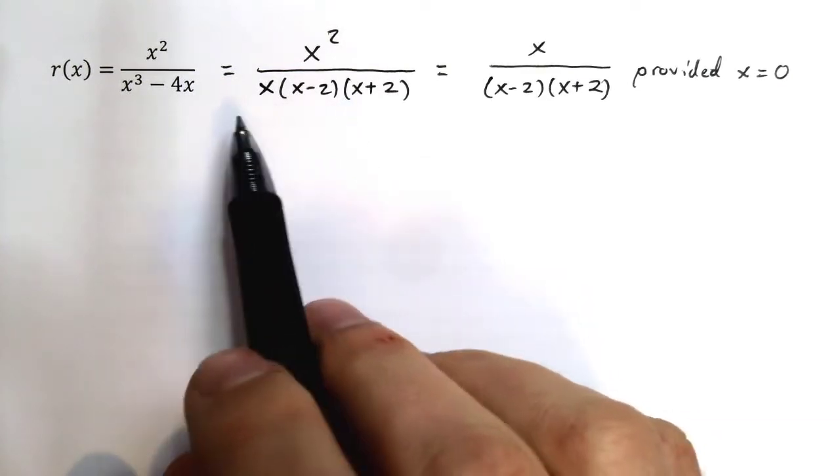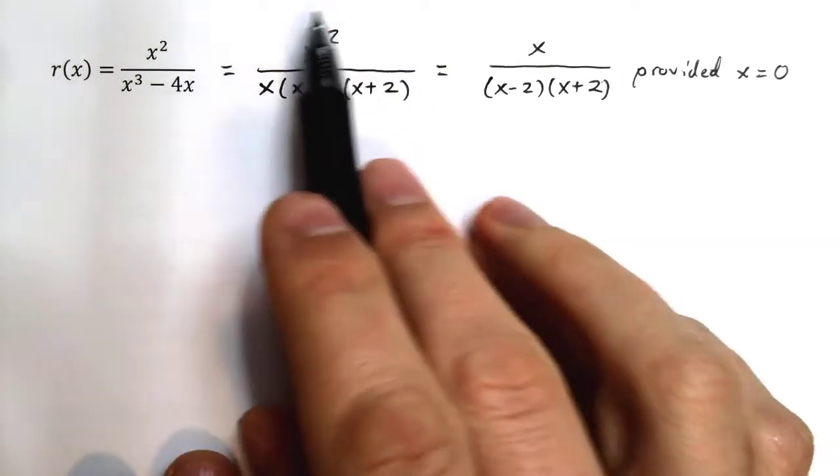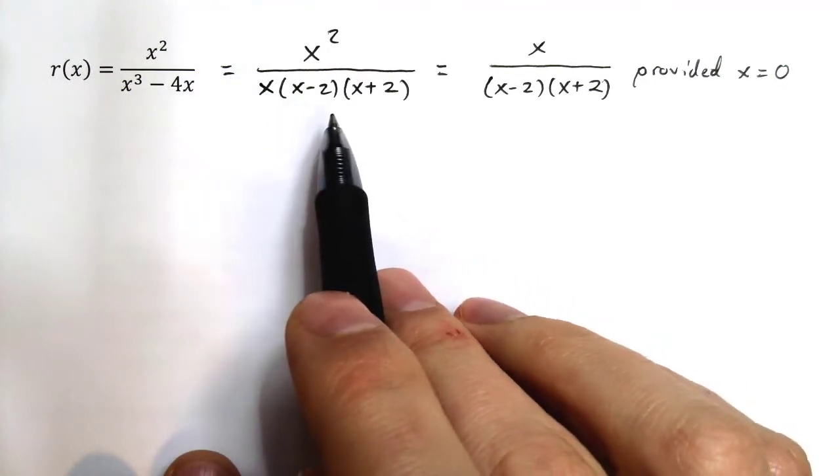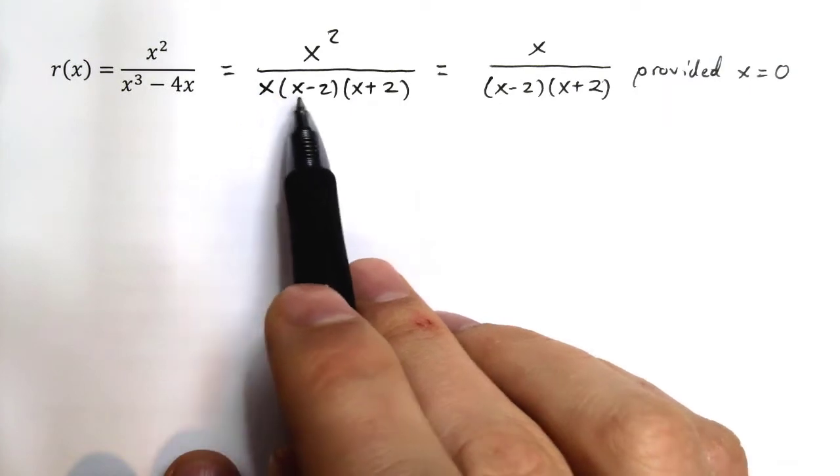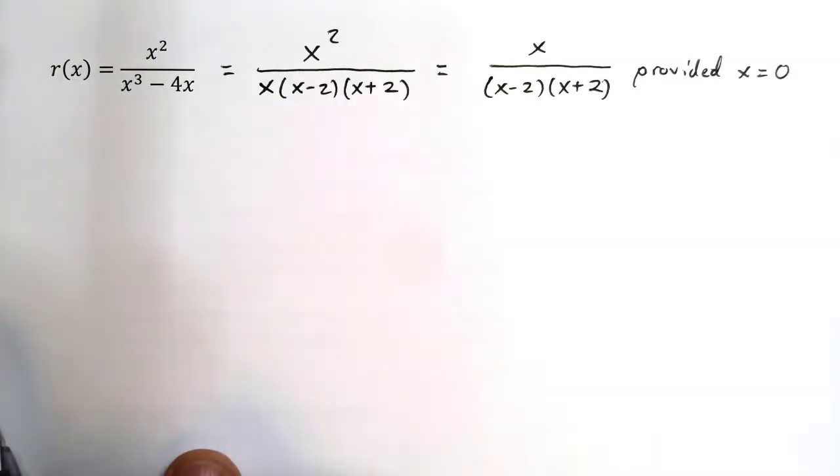Well, where could this expression here approach infinity or negative infinity? Well, it's when the denominator gets close to 0, right? So that could happen at 0, 2, or negative 2. So those are the values we have to check. So I'm going to look at those limits.